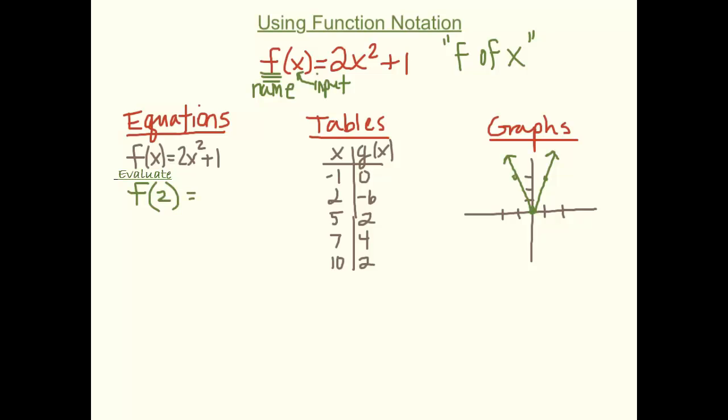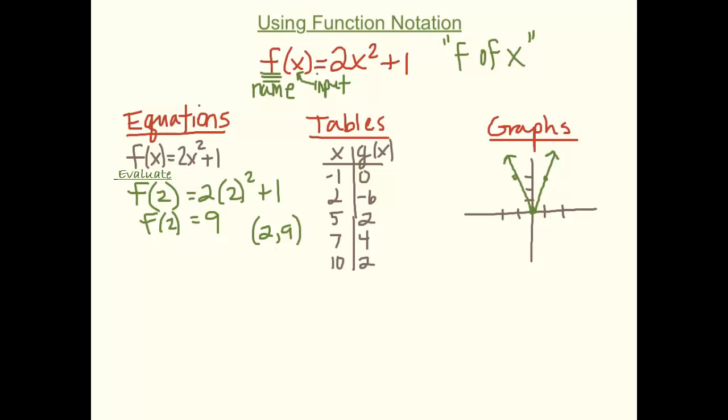So if I wanted to evaluate f of 2, that means my input is 2. That means I want to see what I get when I plug in 2. So the answer to this would be 2 squared is 4, times 2 is 8, so that would be 9. So what I've written is f of 2 equals 9. If you wanted to write that a different way, you could write the coordinate 2 comma 9. Okay, remember, a function is just a relation. It's just a set of ordered pairs. So the ordered pair there is 2 comma 9.